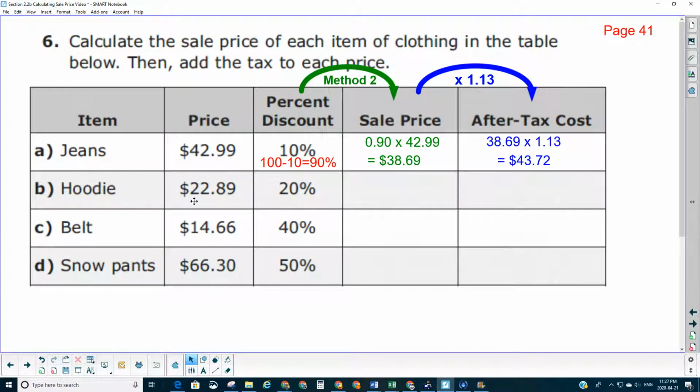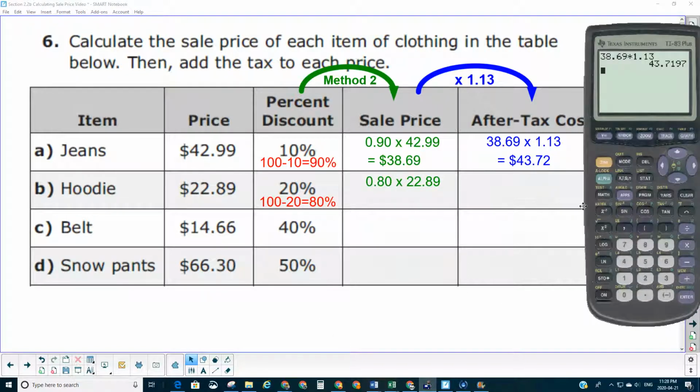Let's try hoodies. So the hoodie is $22.89, but these are on sale for 20% off. So we're going to get a bigger discount. If 20% is off, then that means we must have to pay 80% of the cost. So 100 minus 20 is 80%. So that means we're going to take 80% of 22.89. 80% divided by 100 is 0.80 times the cost of the hoodie. We'll go to our calculator and we'll go 0.80 times 22.89, and we will get $18.31. Okay, so again, we got to round to 2 decimal places, so the 2 is less than 5, so the 1 will stay a 1. So it's $18.31.